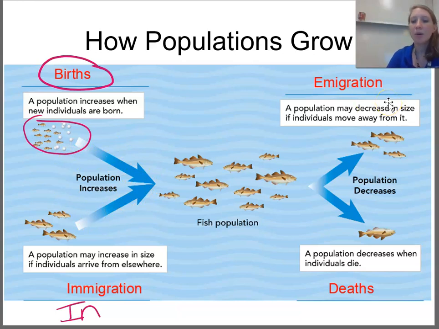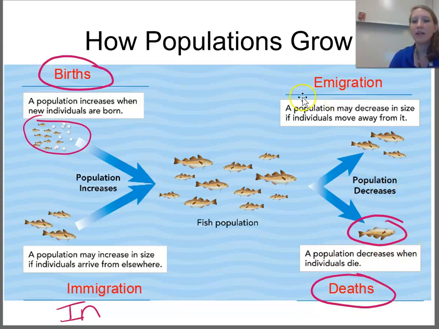Now, two things that cause populations to decrease are the opposite. You have deaths. So when an organism or an individual gets too old or gets sick or gets killed, and it dies, that would obviously decrease our fish population.